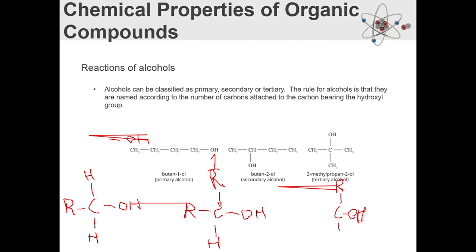R, R, and R. Alright, so now we have 3 R groups and they're all attached to an OH. Oh, let me back up. So, primary, you've only got 1 R group. Secondary, you've got 2 R groups. Tertiary, you've got 3.